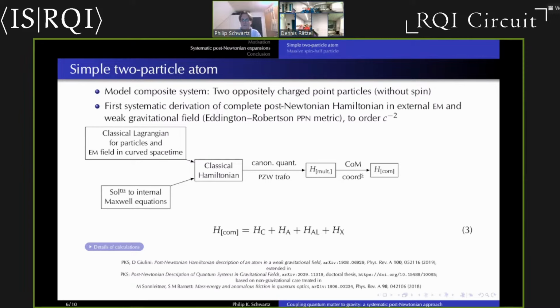And then we have an internal part of the electromagnetic field that solves the sourced Maxwell equations where the 2 particles act as sources. And these Maxwell equations we can solve perturbatively to order 1 over c squared. These we then reinsert into the Lagrangian. Then we can compute the classical Hamiltonian. Then we do a canonical quantization and perform a so-called Power-Zienau-Woolley transformation. That's a standard method in quantum optics.